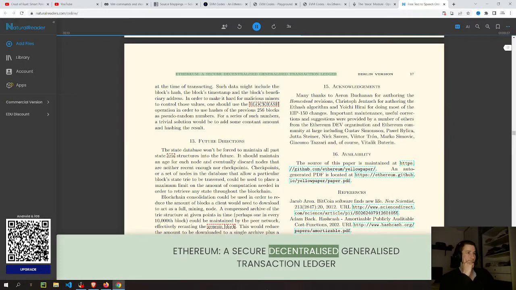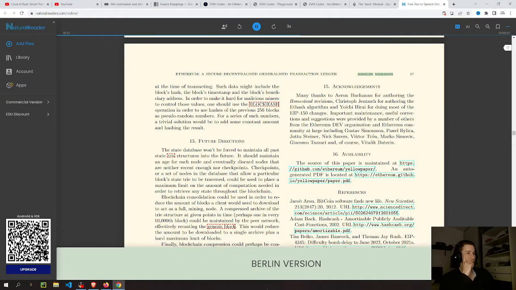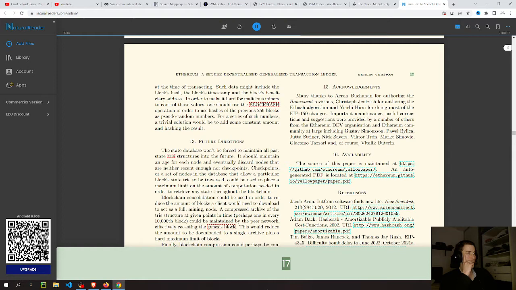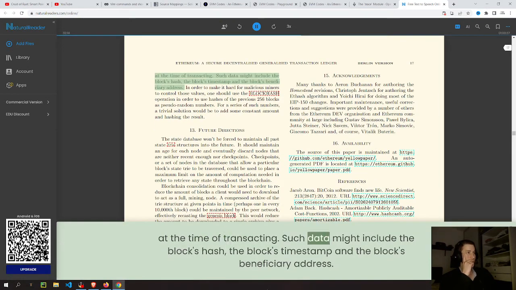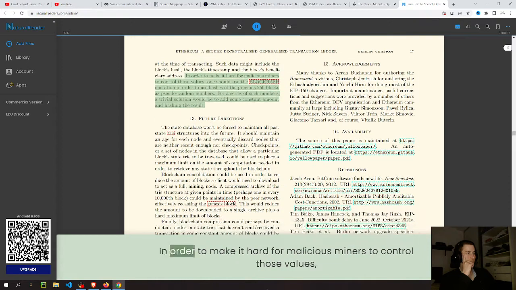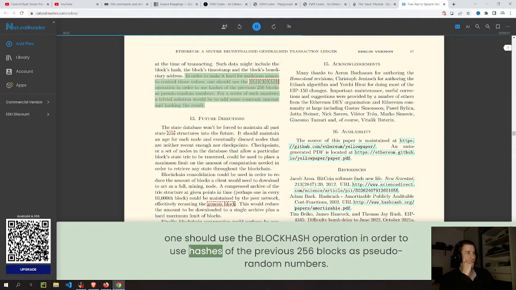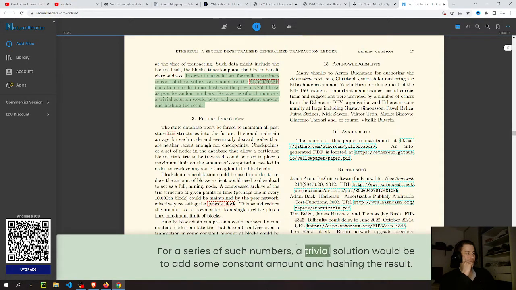Ethereum, a secure decentralized generalist transaction ledger. Berlin version 17. At the time of transacting, such data might include the block's hash, the block's timestamp, and the block's beneficiary address. In order to make it hard for malicious miners to control those values, one should use the block hash operation in order to use hashes of the previous 256 blocks as pseudo-random numbers. For a series of such numbers, a trivial solution would be to add some constant amount and hash the result.